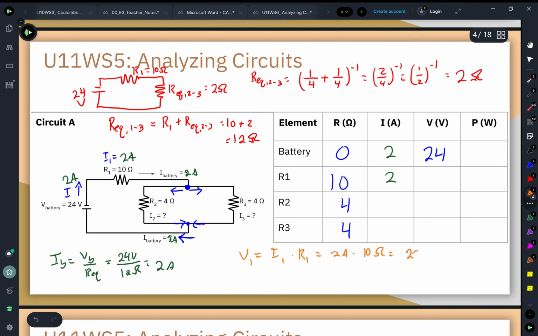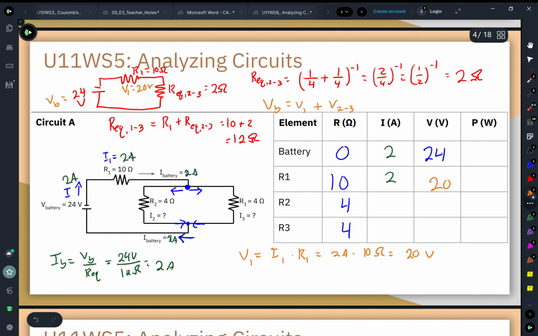So 2 times 10 is 20, and the units of voltage are 20 volts. So we have 20 volts for our drop in voltage across resistor 1. What that means is if my V1 is equal to 20 volts, and my V battery is equal to 24 volts, using Kirchhoff's voltage law, the voltage of the battery is equal to the sum of all of the voltage drops in the circuit.